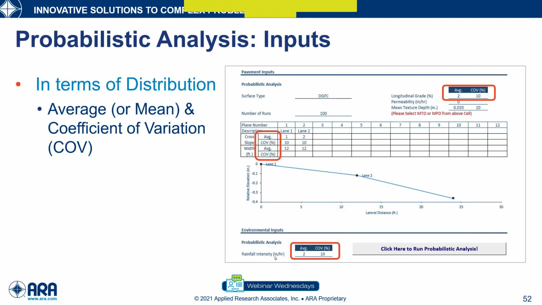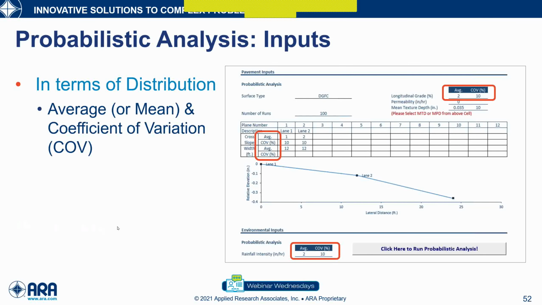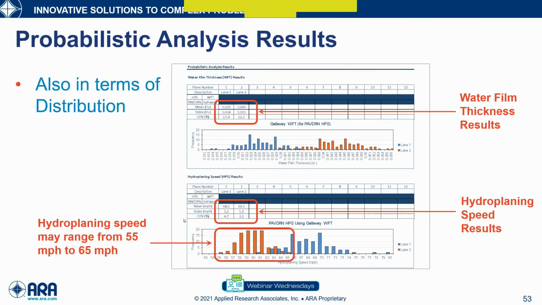So as an example, if we specify a rainfall intensity with an average of 2 inches per hour and a coefficient of variation of 10%, the program is going to run the hydroplaning analysis with rainfall intensity having a normal distribution with a mean of 2 inches per hour and a standard deviation of 0.2 inches per hour. And also the results are going to be in terms of distributions here.